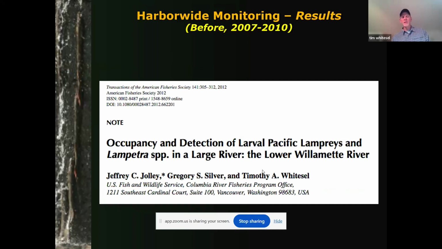If anybody's interested in more detail, that was super quick and dirty, but we published the work. This is just a reference to the publication. I'm also happy to share that.